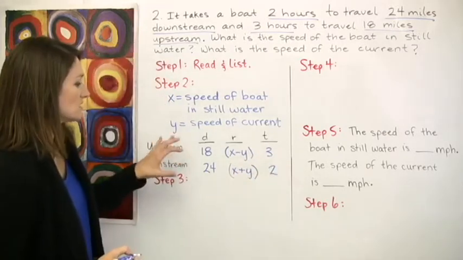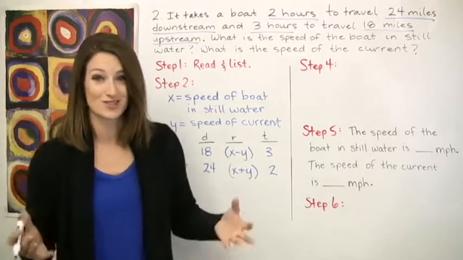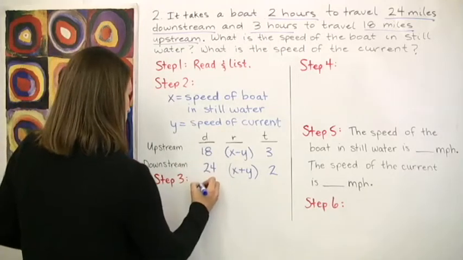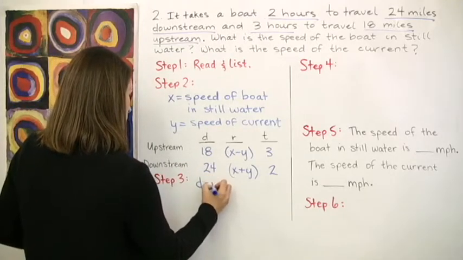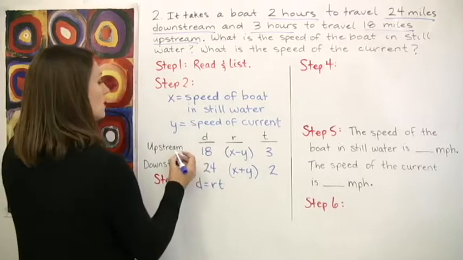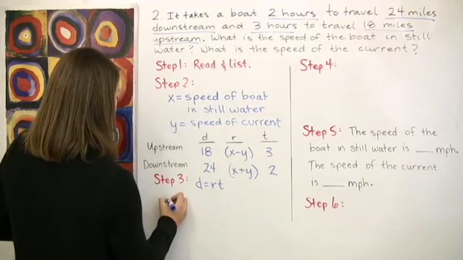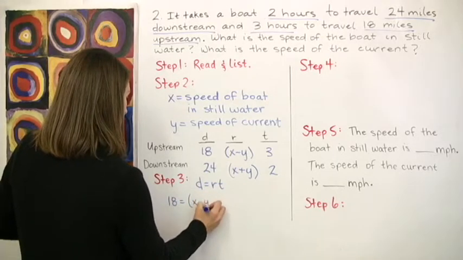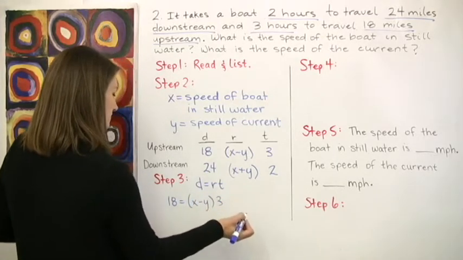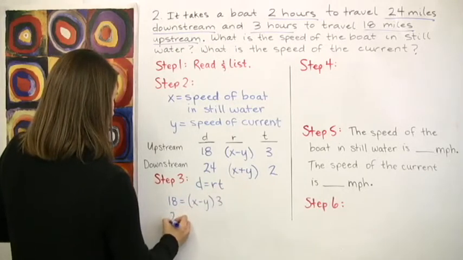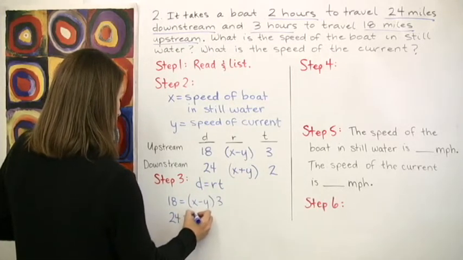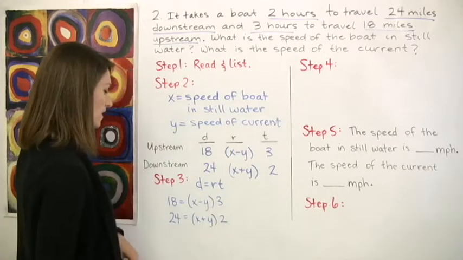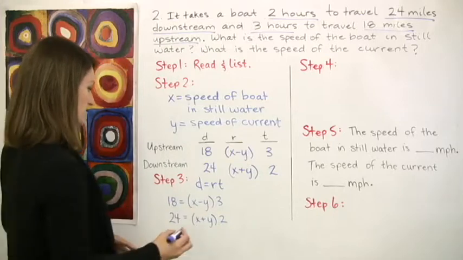So then we can use these expressions here in order to write our system of equations, which is what we'll do for step 3. So using our distance formula, which is distance is equal to rate times time, we can write each row as an equation. So we have 18 is equal to x minus y times 3. And then our second row is 24 is equal to x plus y times 2. So here's our system, and let's simplify this a bit.